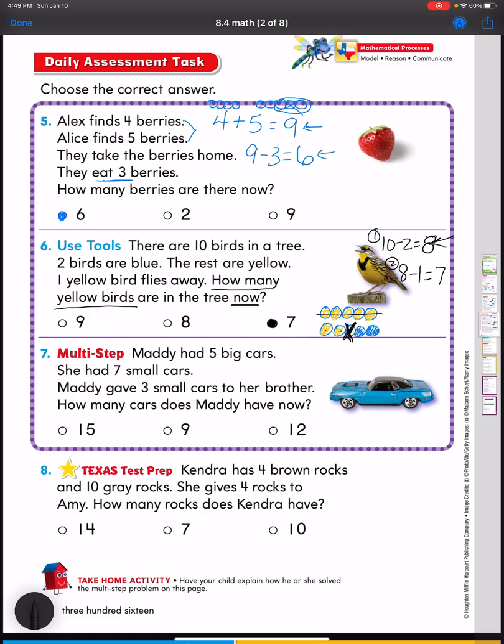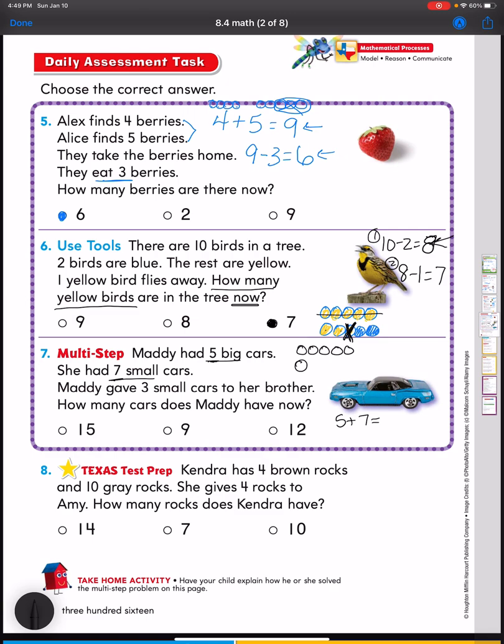All right, Maddie had 5 big cars. She had 7 small cars. Maddie gave 3 small cars to her brother. How many cars does Maddie have now? So first step, we have to figure out how many she started with. That means we're going to add her 5 big cars and her 7 small cars. That's our first step. 5 plus 7 equals. And we're going to figure that out.